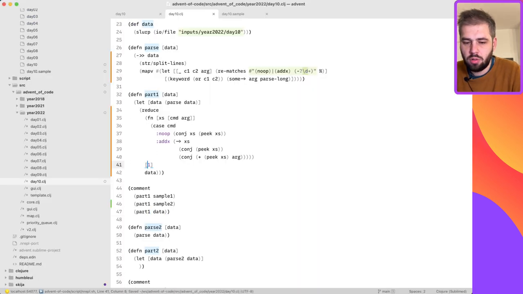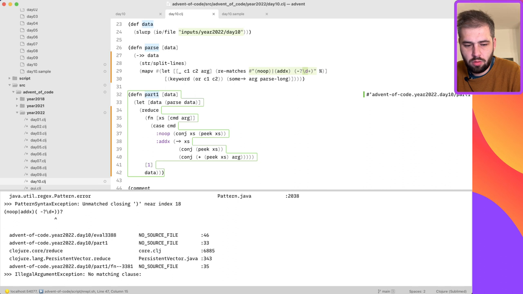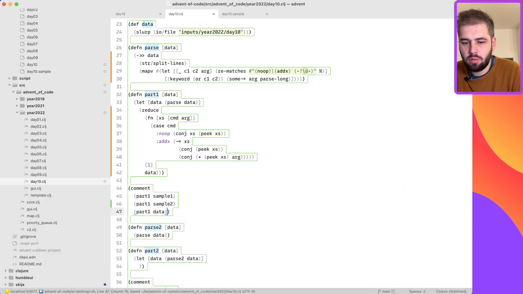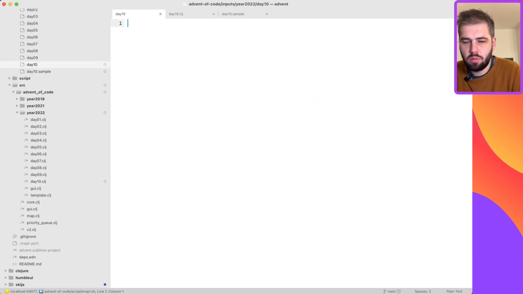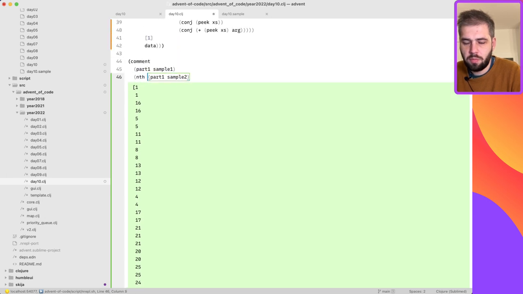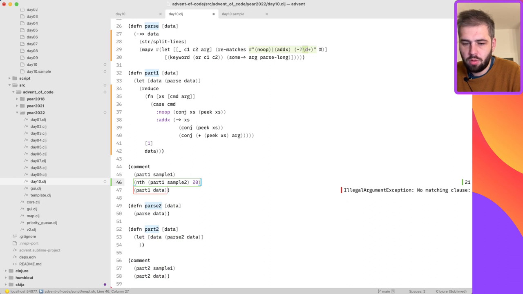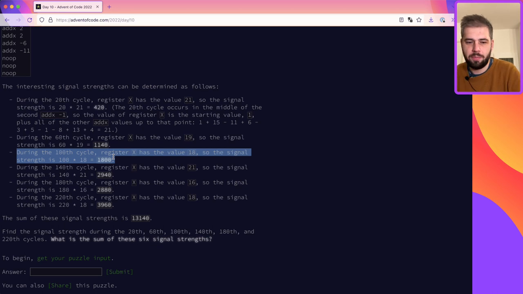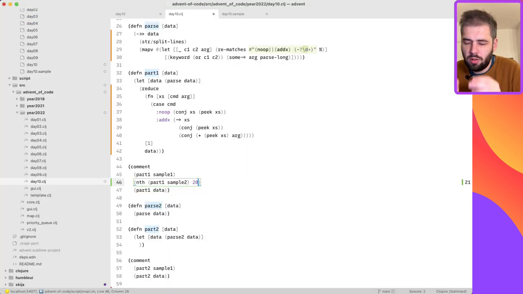Maybe we shouldn't be doing this. How do I get what? Wait, yeah, because we need sample two actually. Okay, that's 60, 19, and 118. Okay.